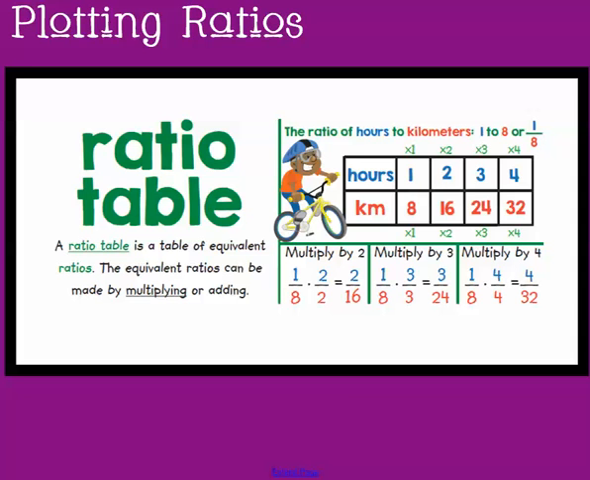So just make careful note that if you're multiplying, you're using the same factor for both parts of the ratio, whereas when you're adding, you are adding the specific parts over and over.